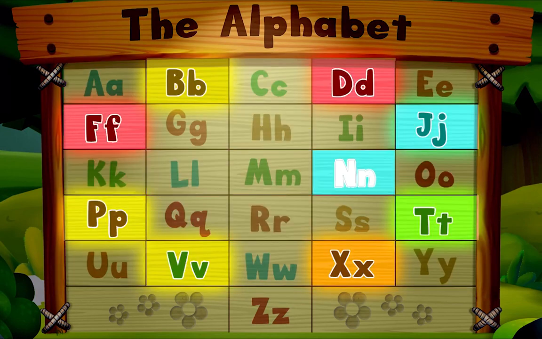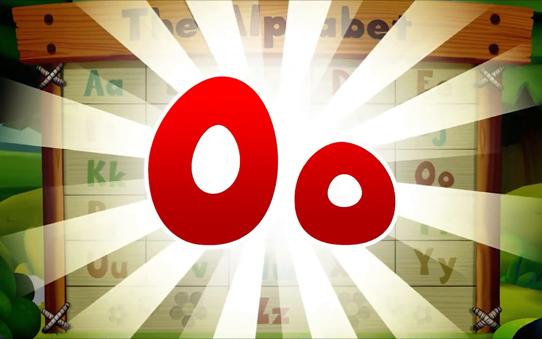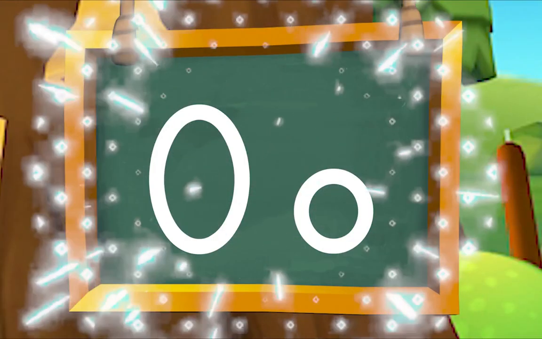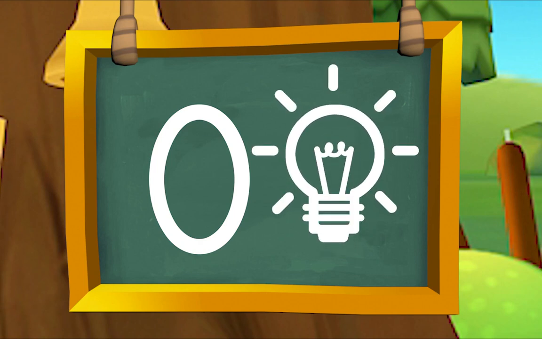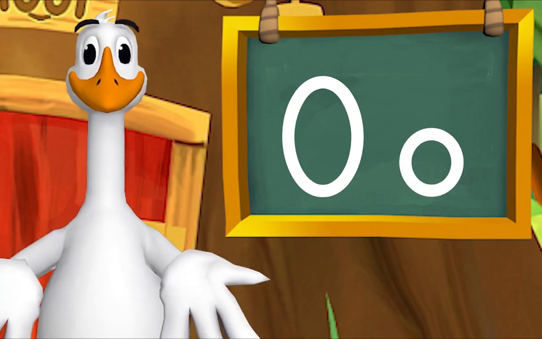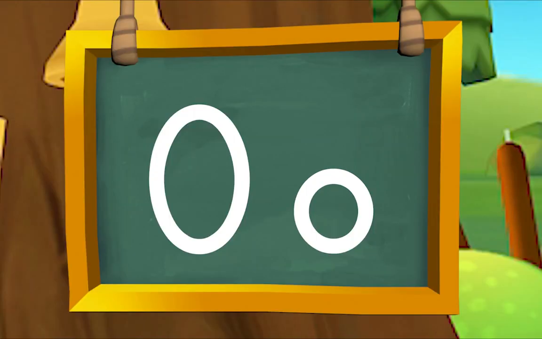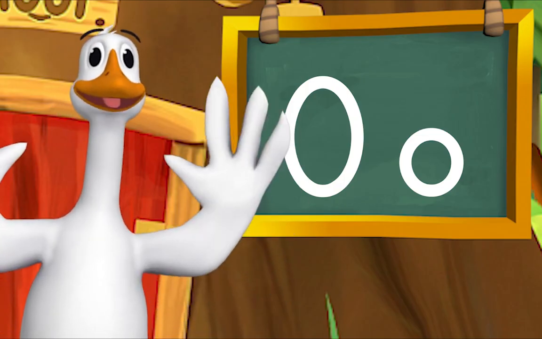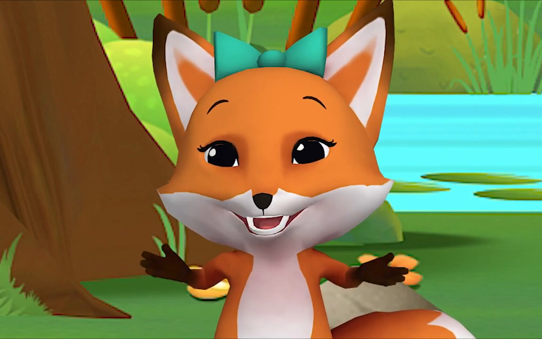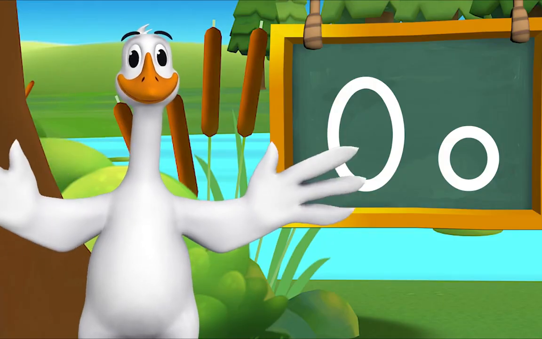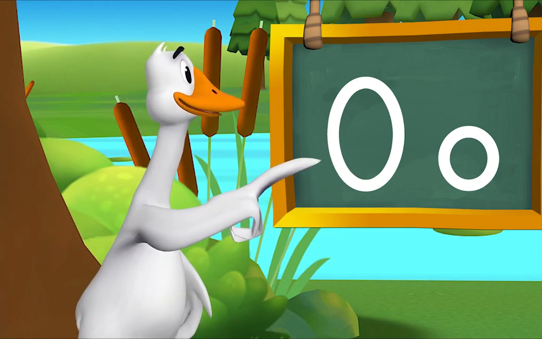Today's letter is O. O makes the sound ah in on. Fox, repeat after me. Ah, on. Ah, on. Now you try. Ah, on. Outstanding. Mr. Goose, I'm going to tell everyone else what today's letter is. While Fox does that, here are more things that begin with O.